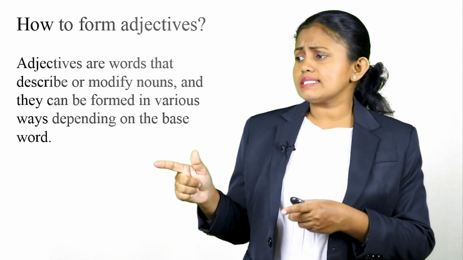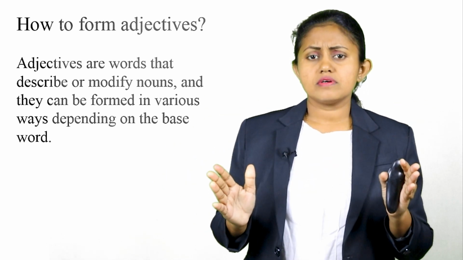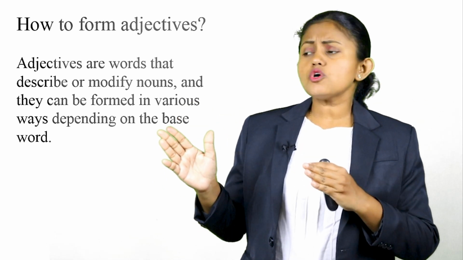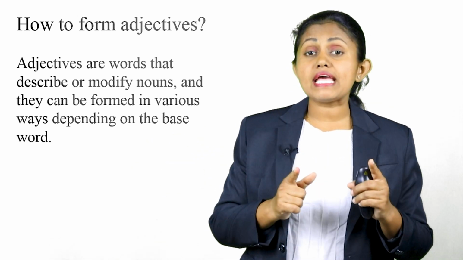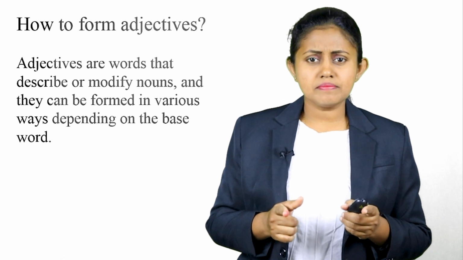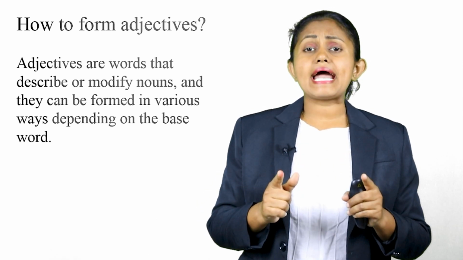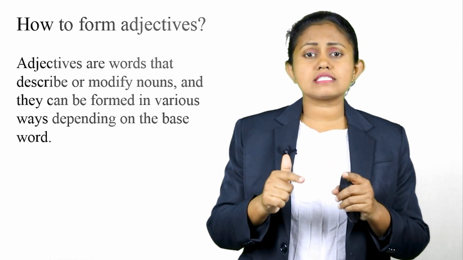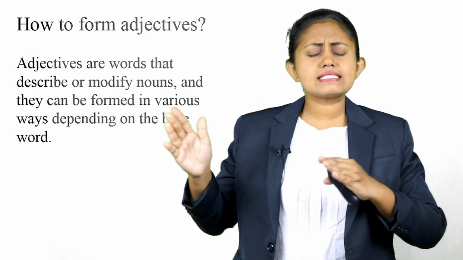Adjectives are words that describe or modify nouns or pronouns. You know that now. Right? So, those adjectives can be formed in various ways depending on the base word. What does it mean? We can make adjectives by adding prefixes or suffixes to some base words. What are they? Let's see how to form adjectives.